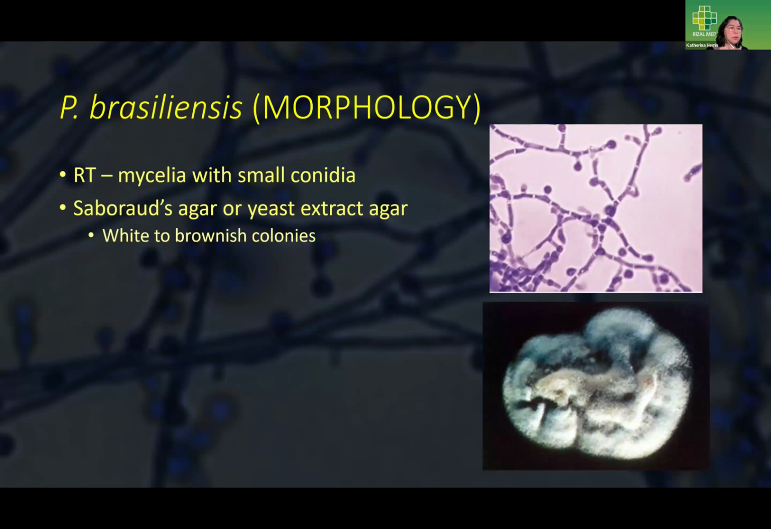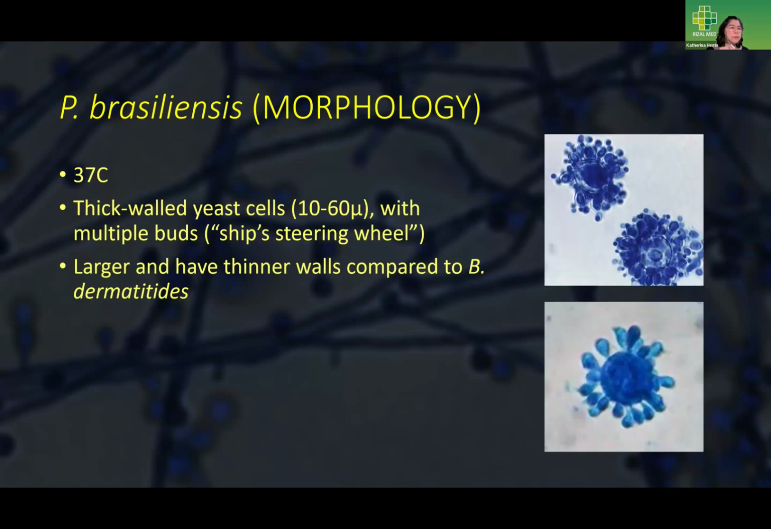Paracoccidioidomycosis is caused by Paracoccidioides brasiliensis. Cultures of the mold form grow very slowly and produce chlamydospores and conidia. The features are not distinctive. At 37 degrees centigrade on rich medium, it forms large multiple budding yeast cells. The yeasts are larger and have thinner walls than those of Blastomyces dermatitidis. The buds are attached by narrow connection.